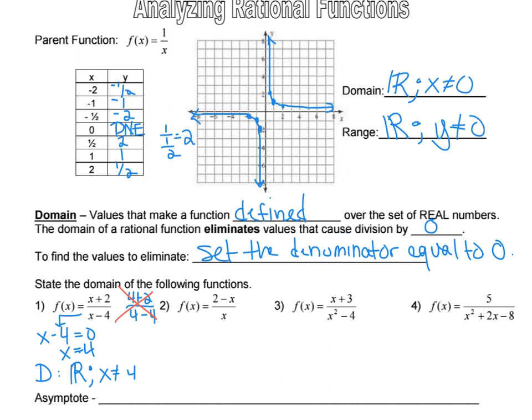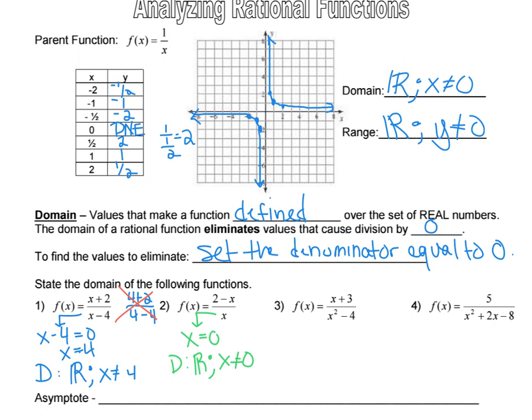Looking over at number 2, we have 2 minus x over x. And we're just going to use the domain once again. This one actually looks somewhat similar to our parent function, that the x is the only thing in the bottom. So we take x, set it equal to 0, and we don't even have to solve that equation. We're not allowed to plug 0 into that equation. So our domain is all real numbers, except x does not equal 0. It's pretty convenient to say all real numbers, except skip one number. It'd be really difficult to list out all of those numbers.